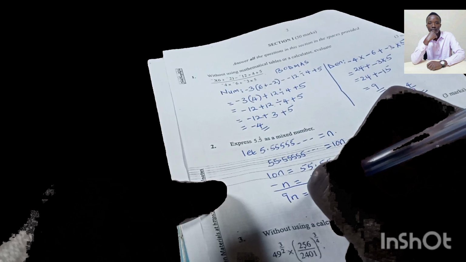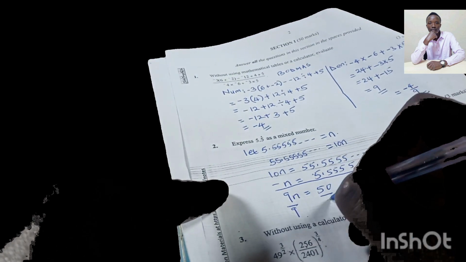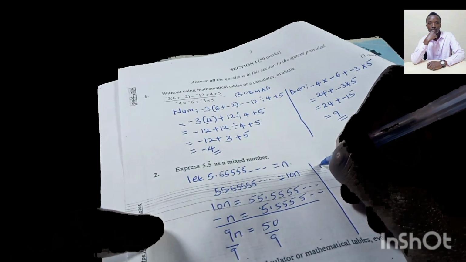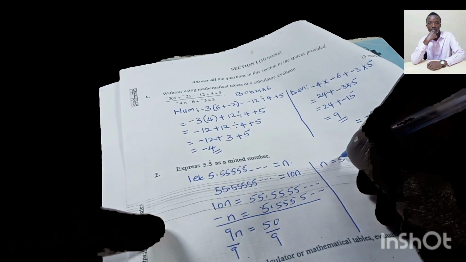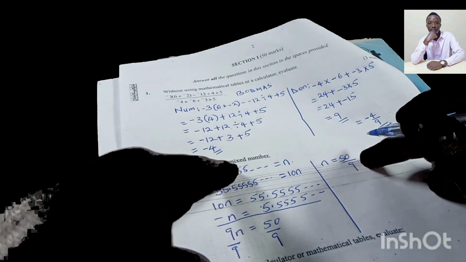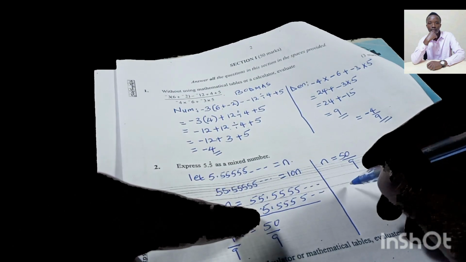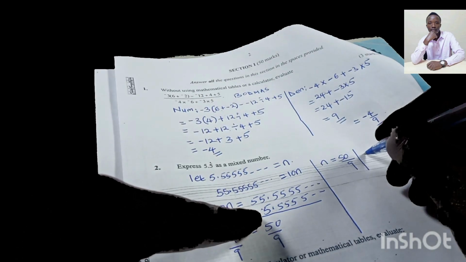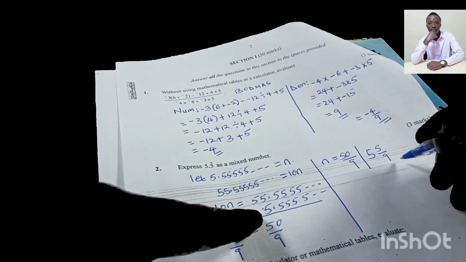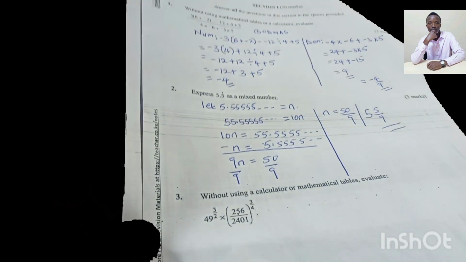When we subtract the two equations, we get 9n is equal to 50. Then we divide both sides by 9, and we get n as 50 over 9. This is an improper fraction, and we are supposed to write it as a mixed number. As a mixed number, that will be equal to 5 whole number 5 over 9. By doing that, we are done with question number 2. Let's now embark on question number 3.